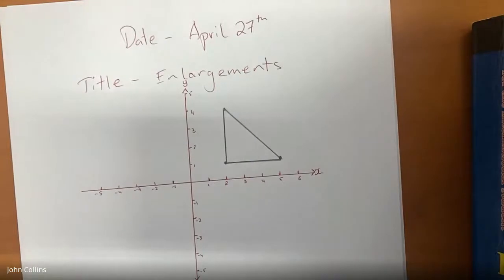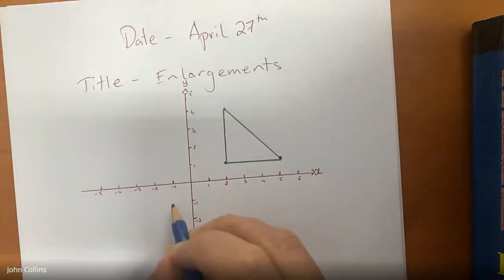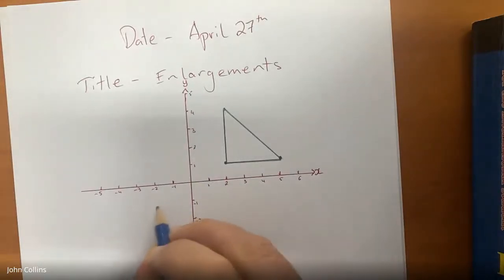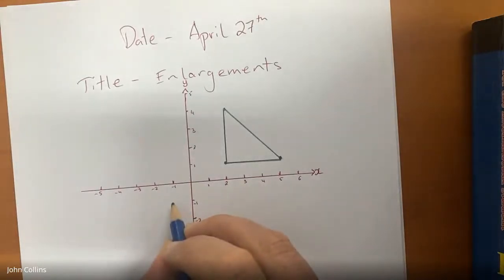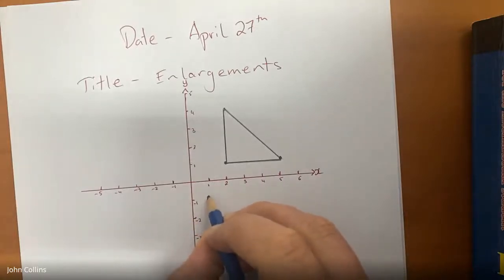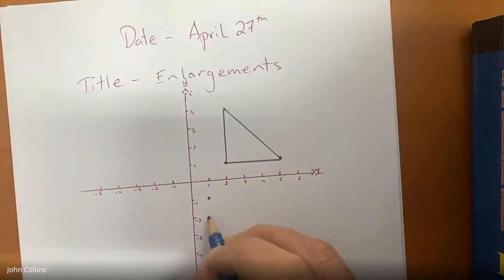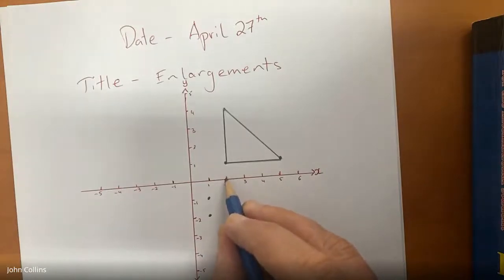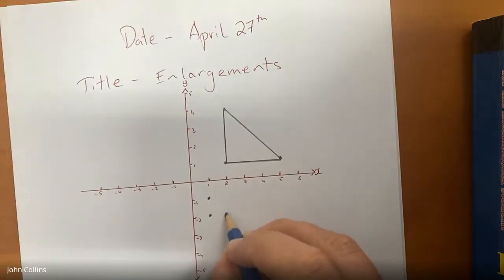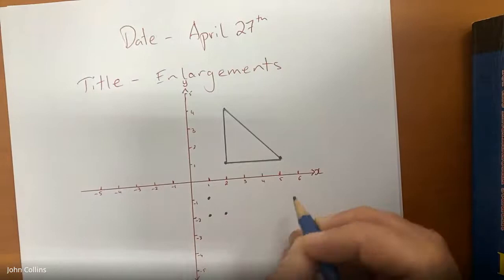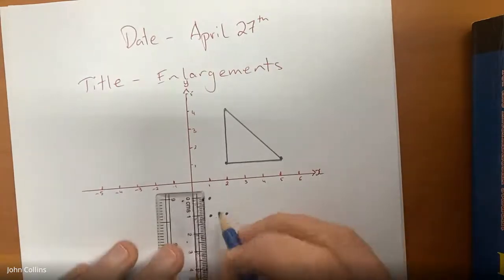Now I'm going to put another triangle. Let's go for 1, minus 1. 1, minus 2. And 2, minus 2. So it's a smaller triangle.